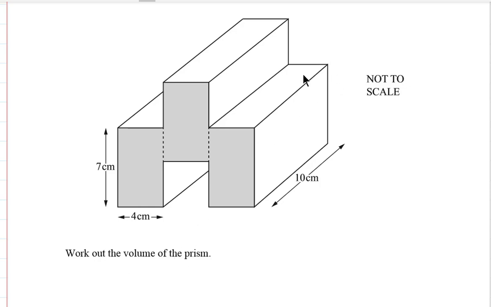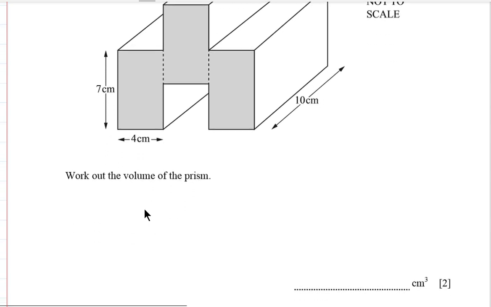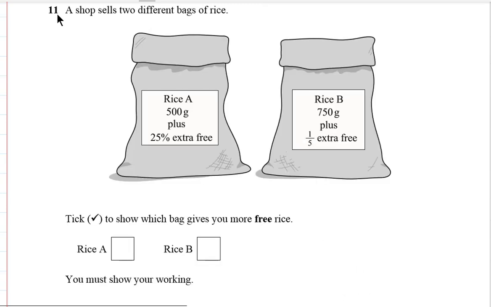We can calculate the volume of just one cuboid and then multiply it by 3 because all these 3 are identical. So the volume of one of them can be calculated as 4 times 7 times 10, and finally I will multiply it by 3. It's a very interesting question. 28 times 10 would be 280 times 3. 280 times 3 can be calculated as 200 times 3, which is 600, plus 80 times 3, which is 240. So the answer is 840 centimeter cubed.